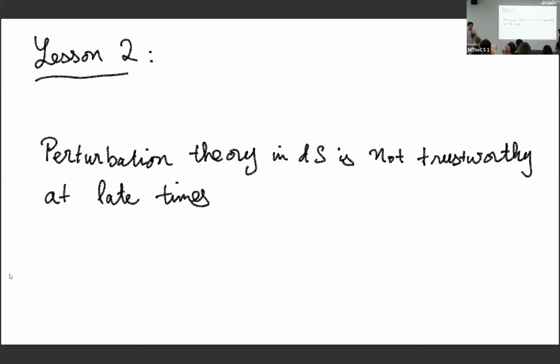So that was lesson 1. We don't have a good Wilsonian paradigm, something that we take very much for granted. Lesson number 2 is actually that perturbation theory in de Sitter is not very trustworthy.